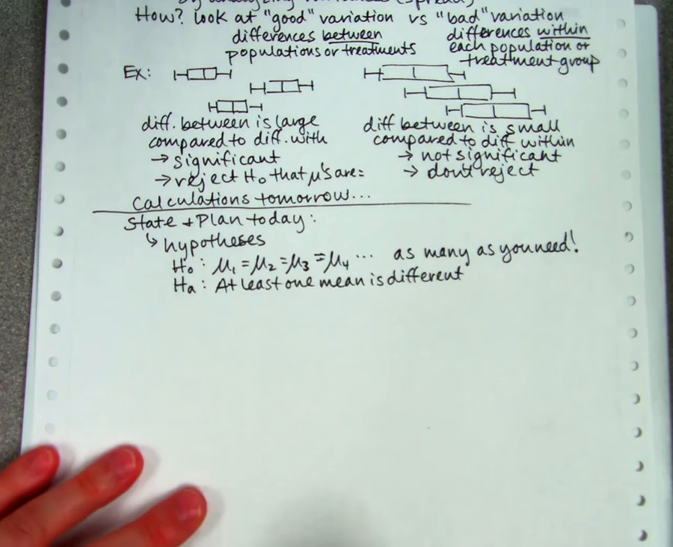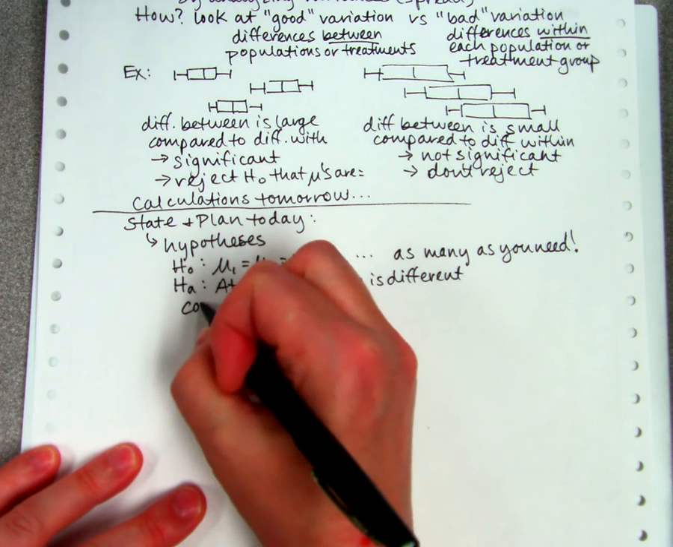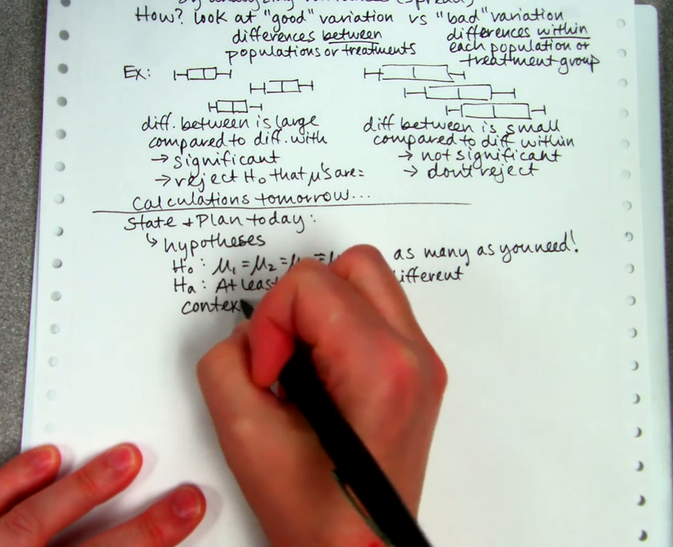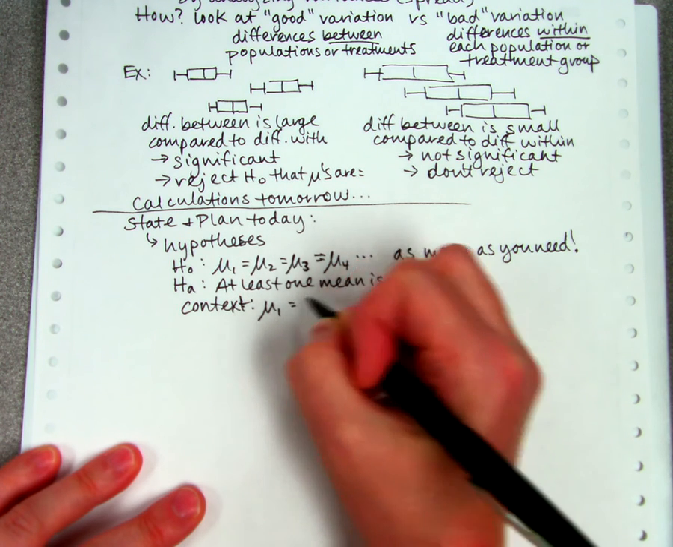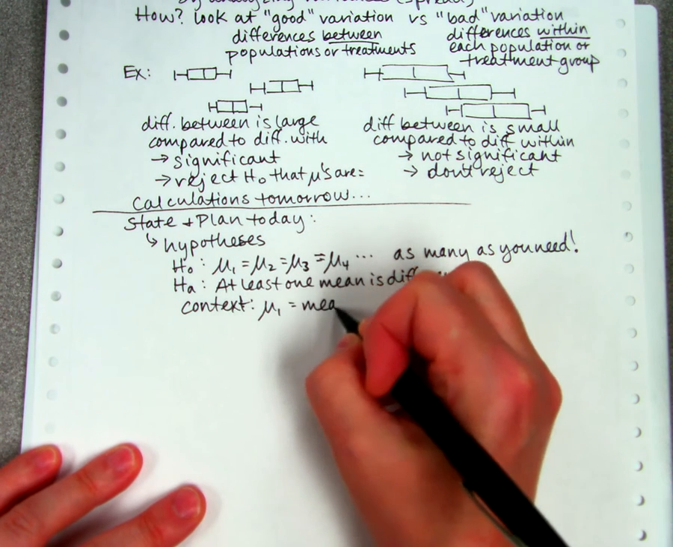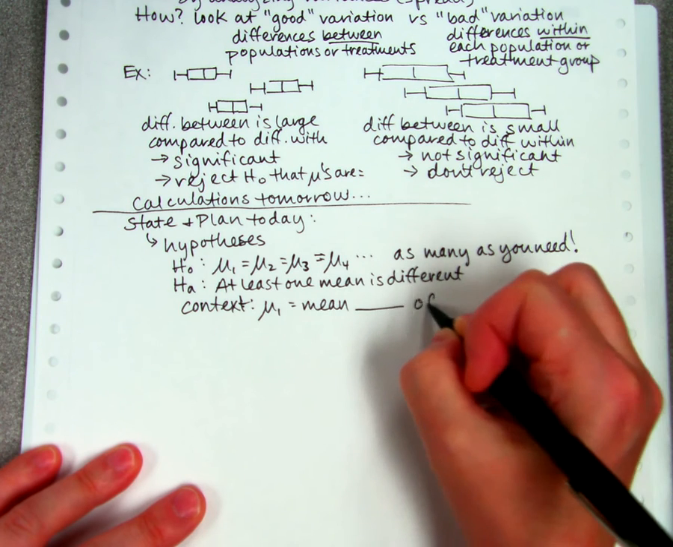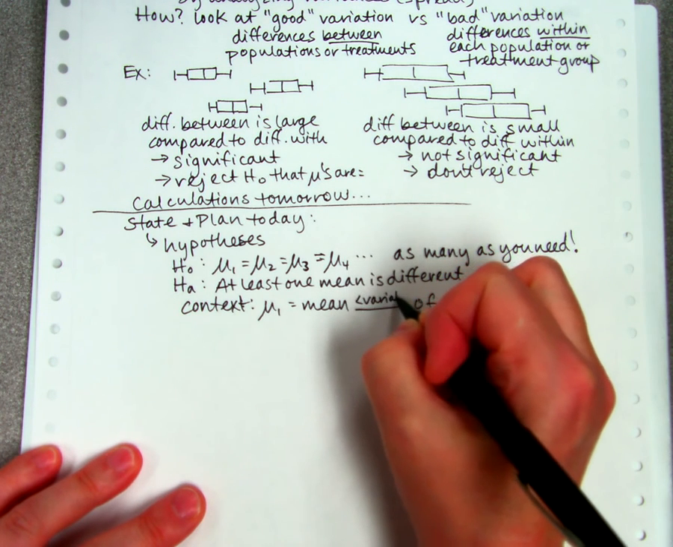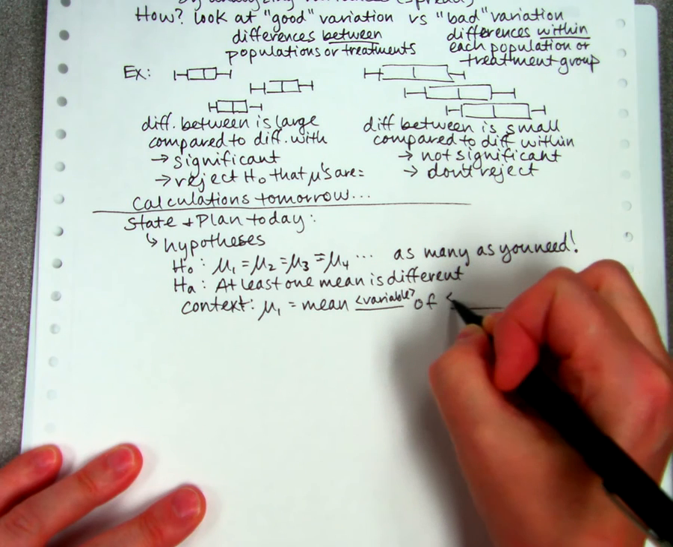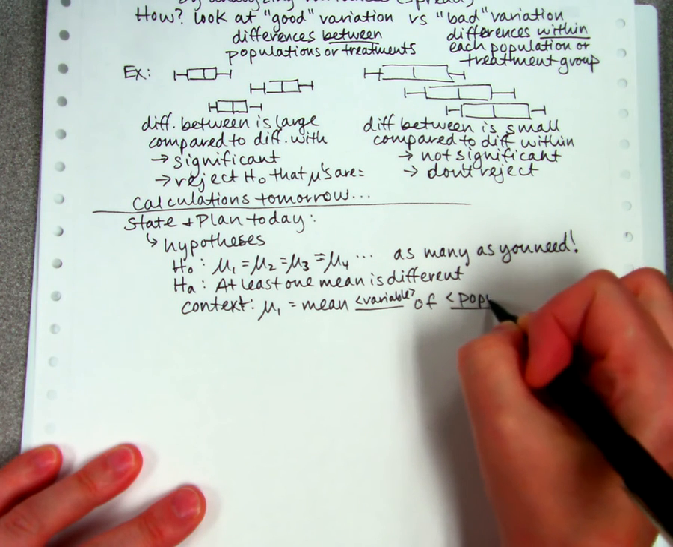All right. And then don't forget to include context in your state step. You would always want to say what those mu's stand for. So mu1 would be the mean what of what, and this is where you put your variable, what is it we're measuring, and this is where you put your first population.